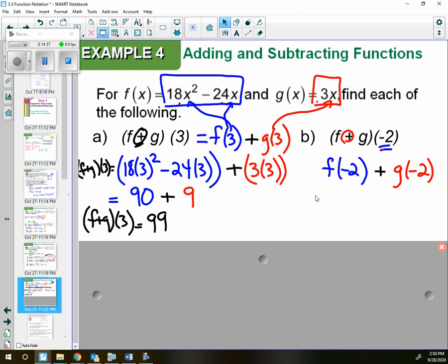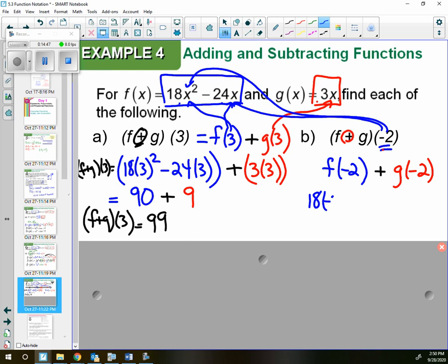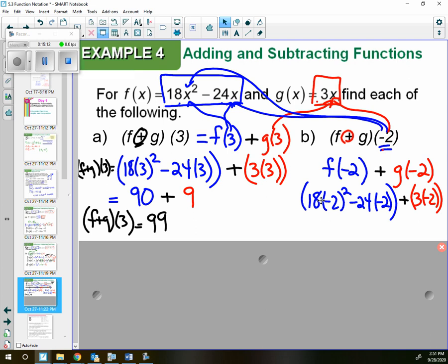So now we just need to do that same calculation, but with a negative 2. So we're going to plug in negative 2 everywhere we have an x. So 18 times negative 2 squared minus 24 times negative 2. So that'll be f of negative 2. And then plus, because we're adding, so plus. And then we're going to do g of negative 2. So I'm going to plug in negative 2 for g. So 3 times negative 2 will be g of negative 2. So let's go ahead and do that blue f of negative 2 here first.